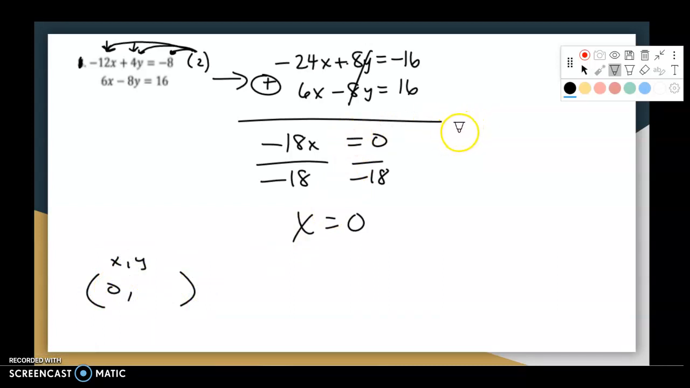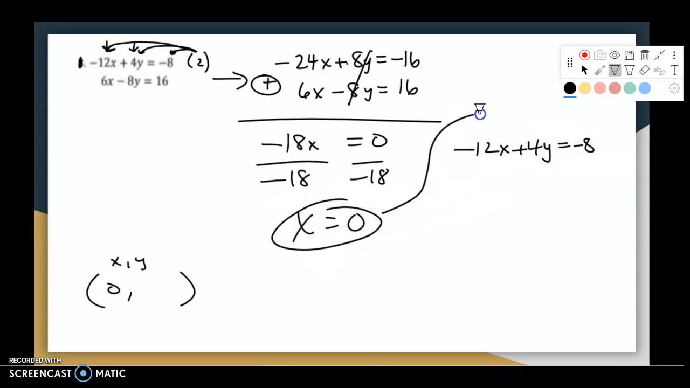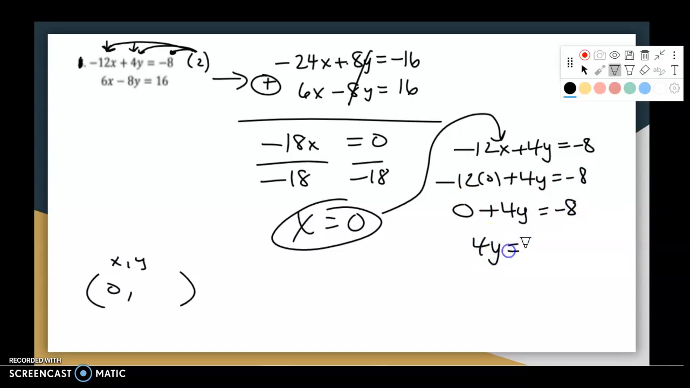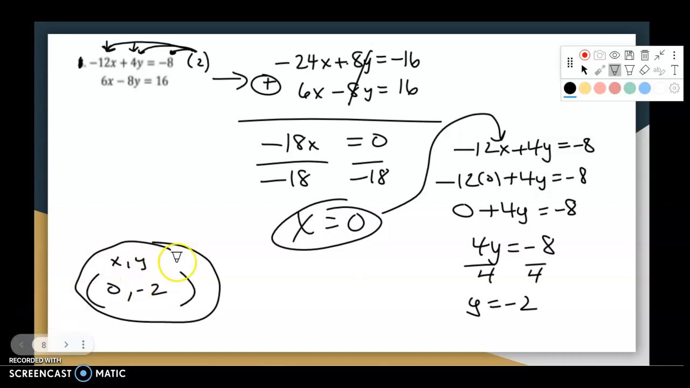Now I can get the y-coordinate as well by taking 0 for x and plugging it in to either one of the equations. I'm going to plug it into the top equation this time. Try something different. And there's my top equation. I'm going to take 0 for x. I'm going to substitute it in. Negative 12 times 0 plus 4y equals negative 8. So 0 plus 4y equals negative 8. 4y equals negative 8. And I divide both sides by 4. And I have y equals negative 2. So my solution is x is 0, y is negative 2. Okay, there's my solution to that one.